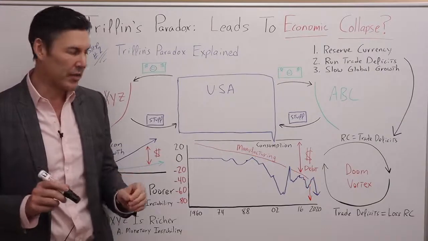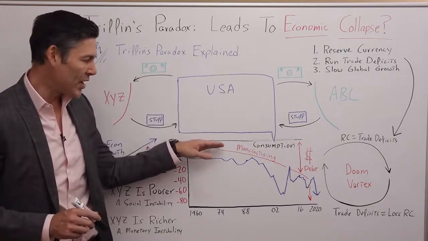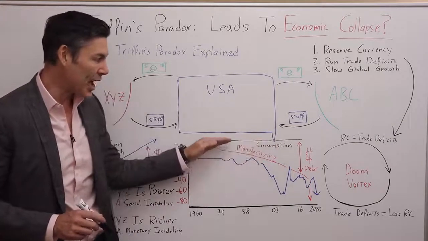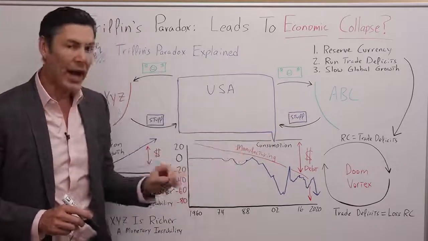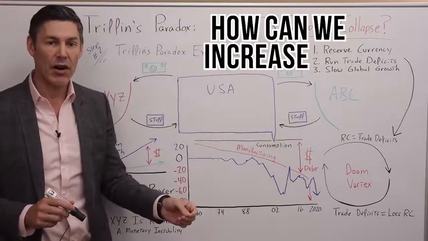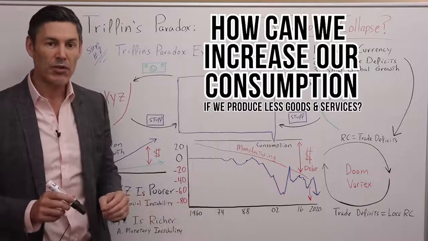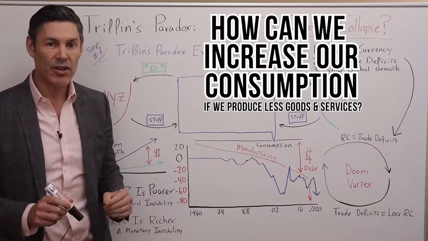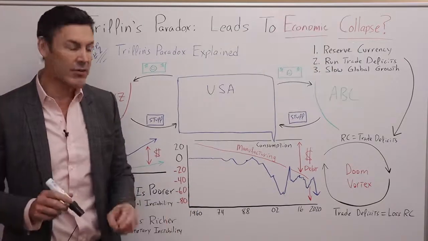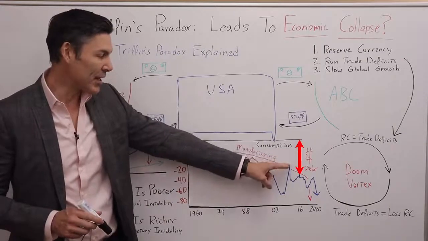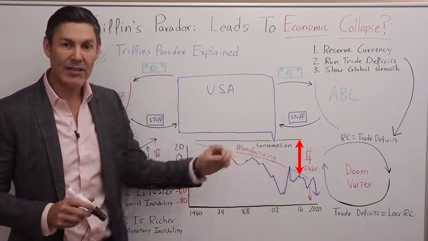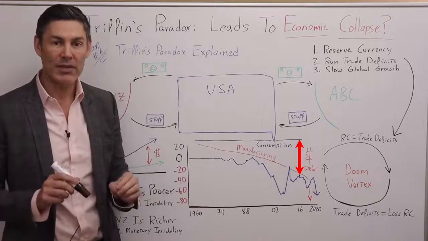But if you think about this, our level of consumption has stayed the same, if not actually increased. So how on earth can we increase our consumption if we produce less and less goods and services? The answer is the gap has been facilitated by money printing and taking on more and more debt.